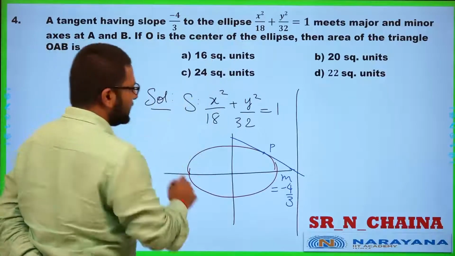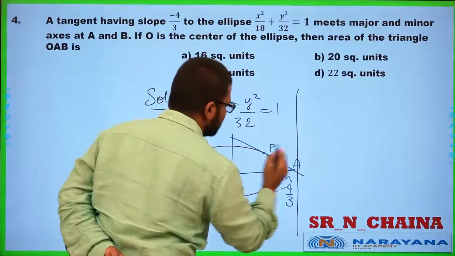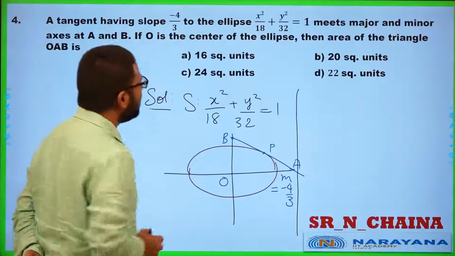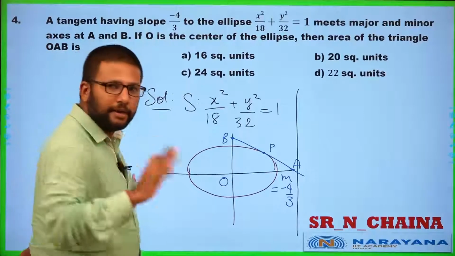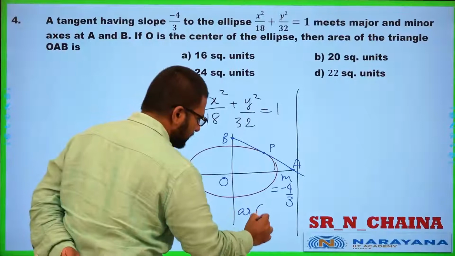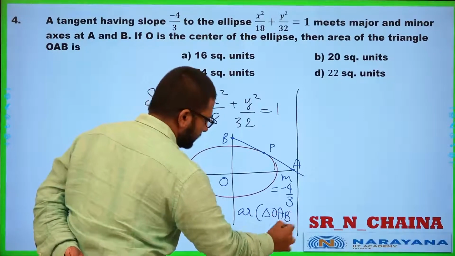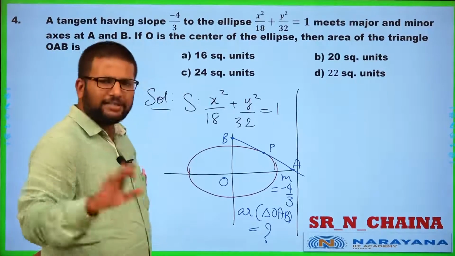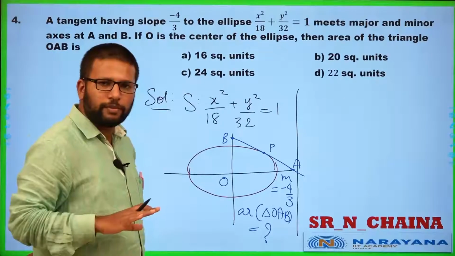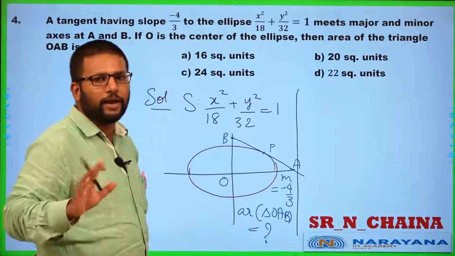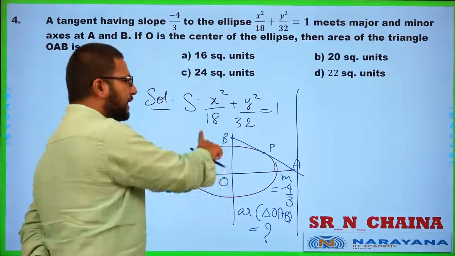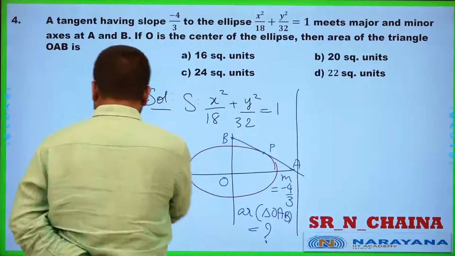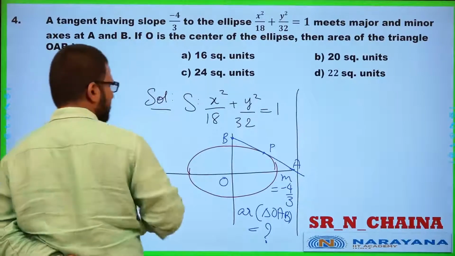It meets the major and minor axis at A and B. So let us call this point A, and on the minor axis it meets at B. We have been asked the area of triangle OAB. We know this area is going to be half of OA into OB. We just need to find the value of OA and OB, and for that, if I have the equation of tangent, I should be able to get that.